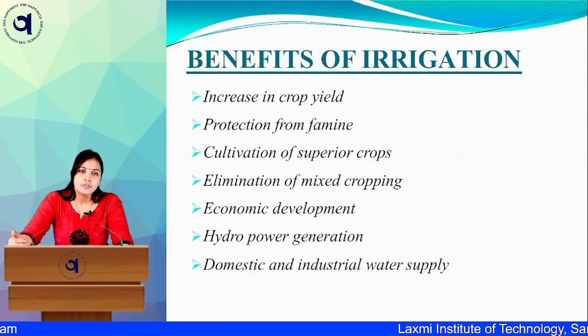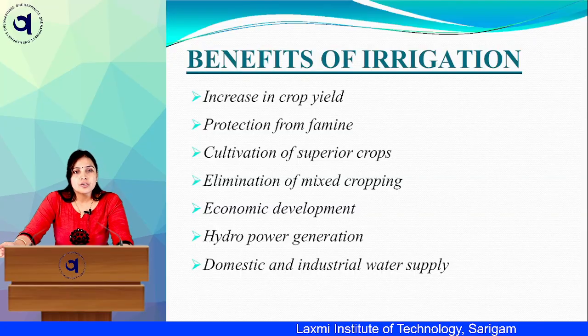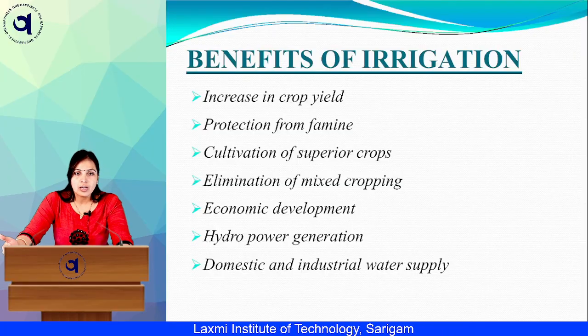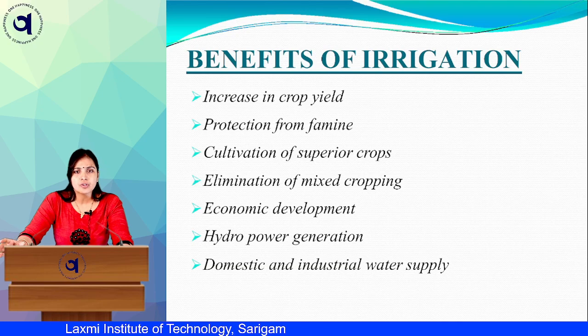Economic development. Directly and indirectly, if your farmers are wealthy, if they have enough money, then your country will also grow. Hydropower generation. With the help of this hydraulic structure, we can generate power also. So, directly or indirectly, you are having economic development of the country. Domestic and industrial water supply. You can do the domestic and industrial water supply also with the help of this canal system.